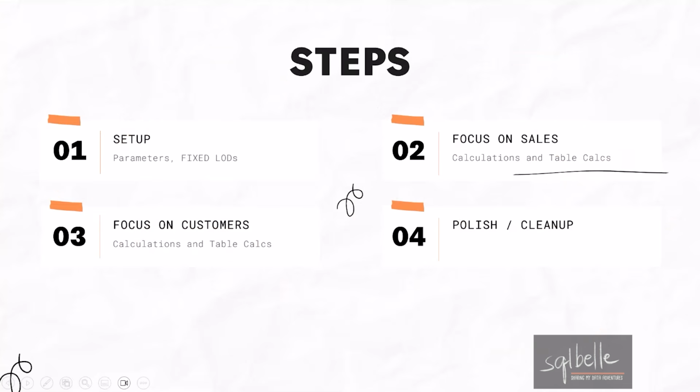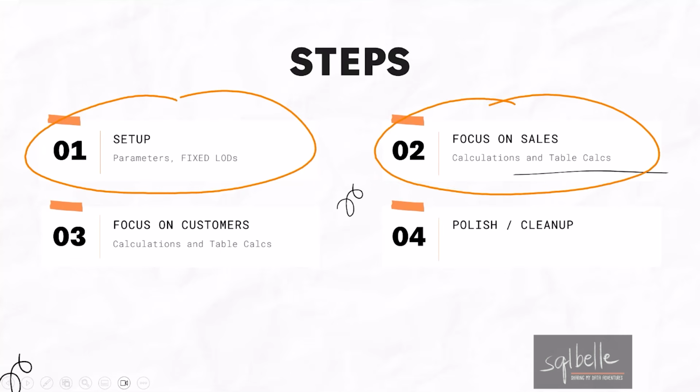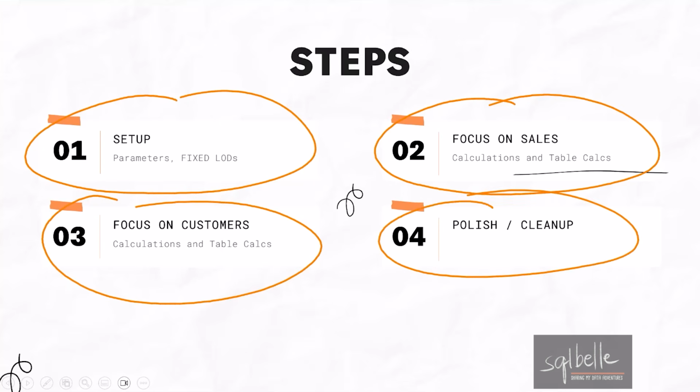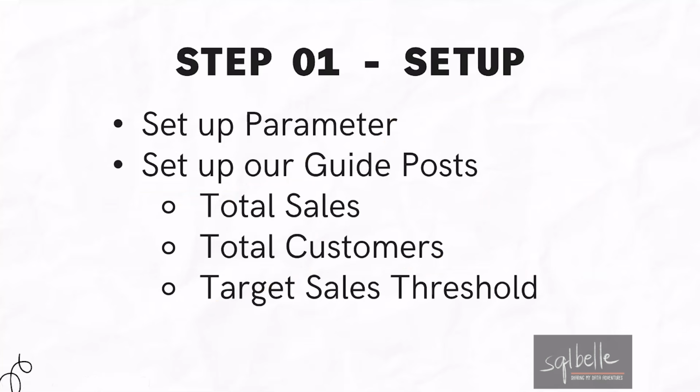So these are the steps that we're going to follow. First, we're going to set everything up. We're going to create the parameters and some fixed level of detail expressions. And then we're going to calculate focusing on sales. Here again, it's going to be a combination of LODs and table calculations. After we identify all of our sales values, we're going to focus on customers. We're going to start counting how many customers actually account for the sales that we've identified. And then step number 4 is really just more on the polish and the cleanup side. Let's go to the first step.